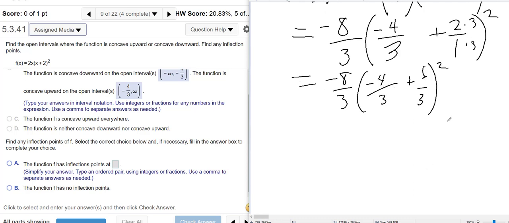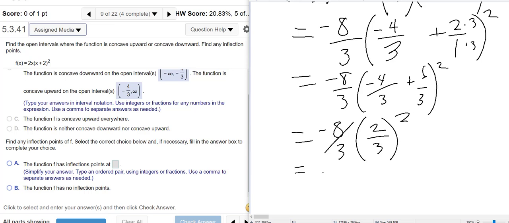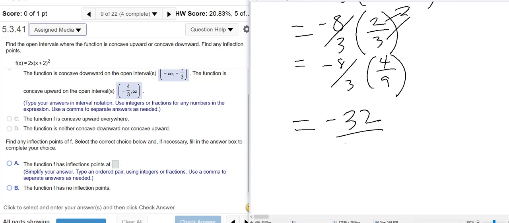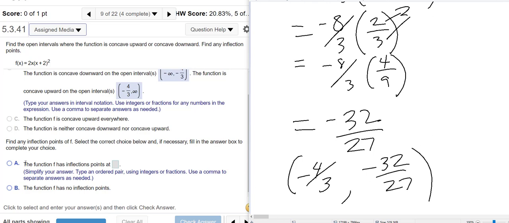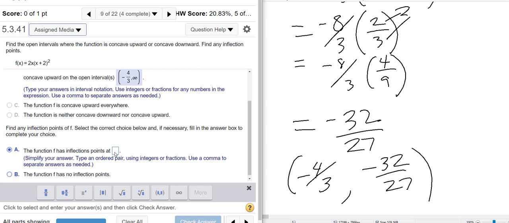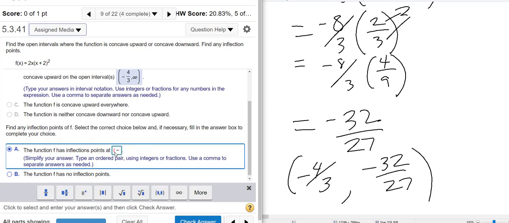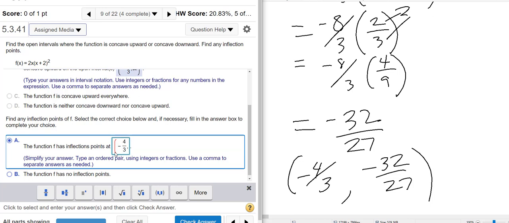Negative 8 over 3. Negative 4 plus 6 is 2/3, squared. So negative 8 over 3 times 4 over 9, now be careful, you have to square the 2 and the 3, is negative 32 over 27. And remember, the first point was negative 4 over 3, that's the x value. Negative 32 over 27 is the y value. If you have the calculator you're supposed to have, it has a fraction key on it, and you are welcome to use that. I am not going to check your arithmetic on fractions or make you show the work on that. You can do that on the calculator.